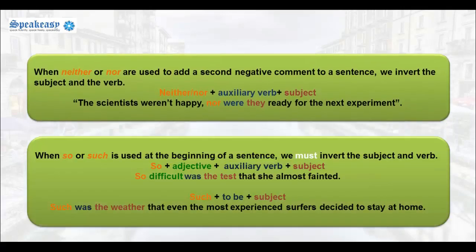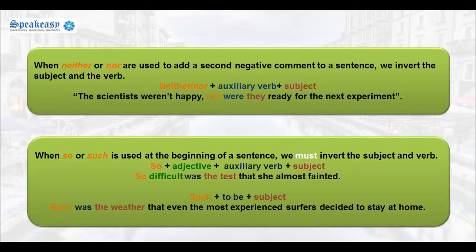When so or such are used at the beginning of a sentence, we must invert the subject and verb. The structure is so plus an adjective plus the auxiliary verb and the subject. For example, so difficult was the test that she almost fainted.